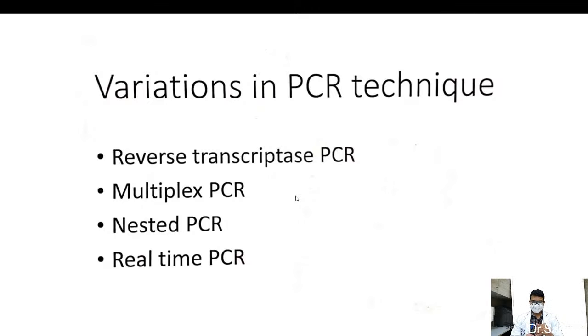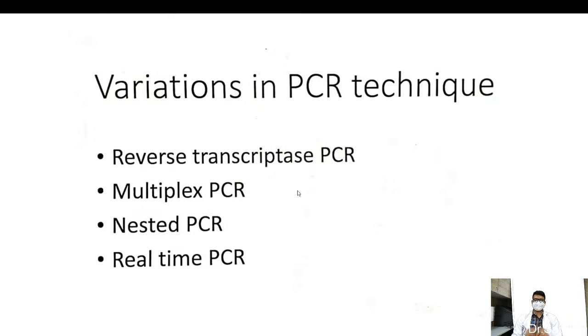With a single sample, we can try to diagnose multiple sets of primers and different diseases at once. So with a single sample, we can try to diagnose multiple diseases with multiplex PCR. Then what is nested PCR?